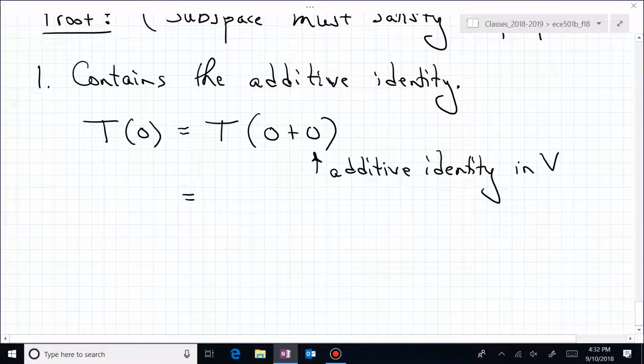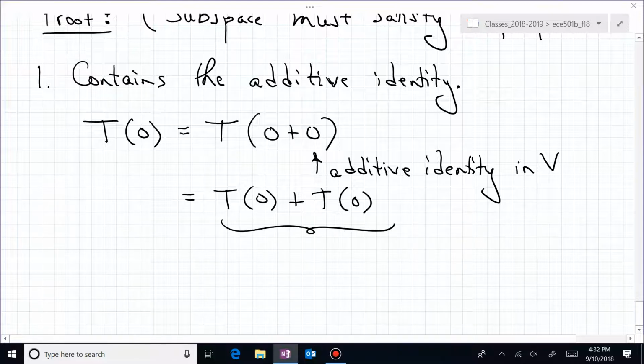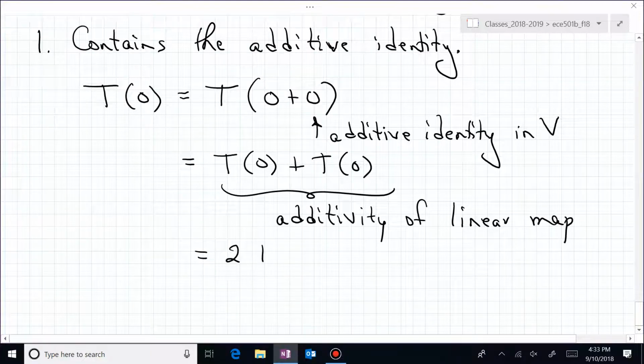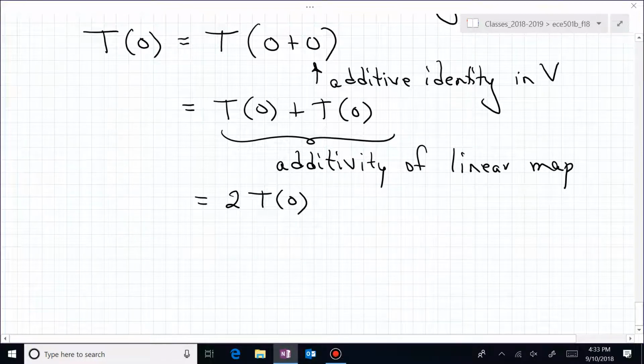But what do we know about a linear map? It satisfies additivity, doesn't it? So now we can split this T of 0 plus 0 into two pieces. We can say, oh, that's T of 0 plus T of 0, by the additivity property of a linear map. But now that says that we have 2 T of 0 on the right. And now we have what? A vector, that's T of 0, equal to 2 times that same vector.